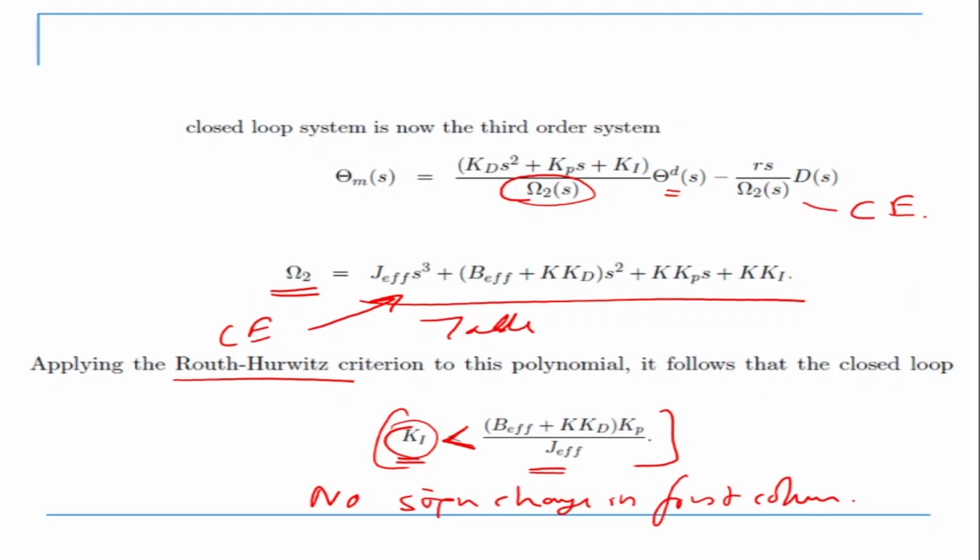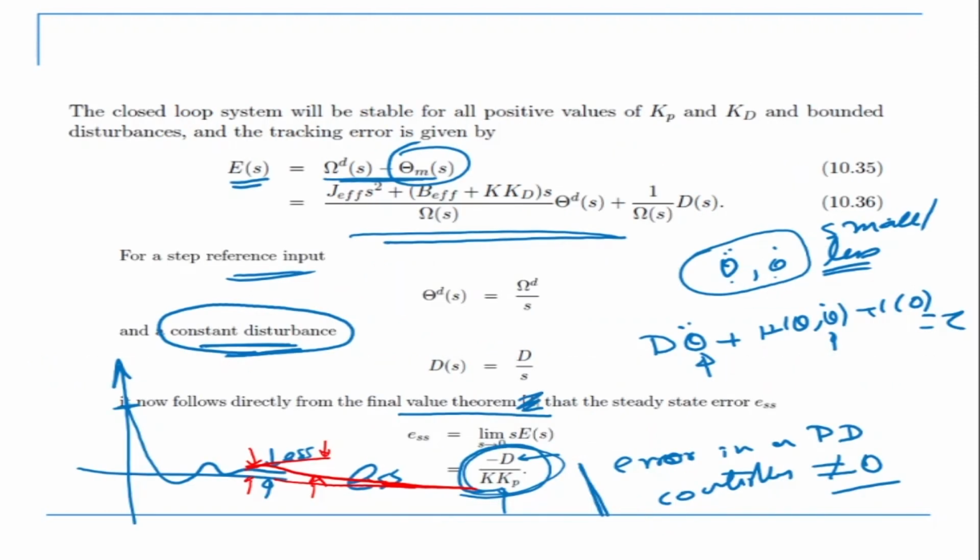Now, when we were just discussing this, I briefly mentioned that when we are finding the steady state error, I made the assumption that this is a constant disturbance. And in reality, this is not a constant disturbance. That means it is going to keep changing.